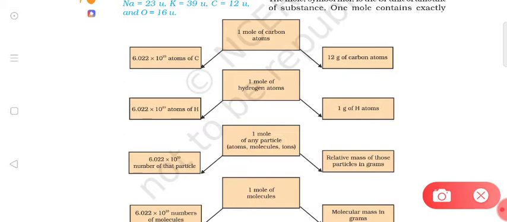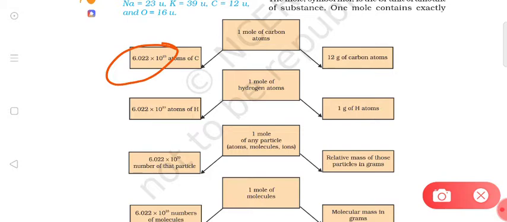1 mole of any substance is that amount of the substance which contains exactly 6.022 into 10 to the power 23 elementary particles or fundamental particles of that substance. What are elementary or fundamental particles? These are those particles which naturally exist and which naturally compose that substance. For example, if we talk about carbon, this is an element and this exists in the form of carbon atoms. And if we talk about hydrogen gas, then the hydrogen gas exists in the form of hydrogen molecules.